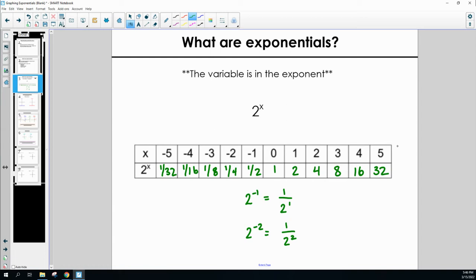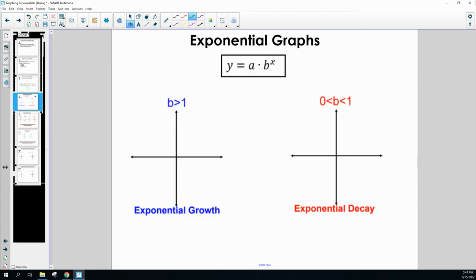When I plug in any positive number, my number gets larger. If I plug in any negative number, my number gets smaller and closer to 0. So in my fraction, my denominator is getting larger and larger and larger. So when the denominator is very large, that means that the number is approaching 0. And this is a key fact for exponential functions. So let's look at exponential graphs.